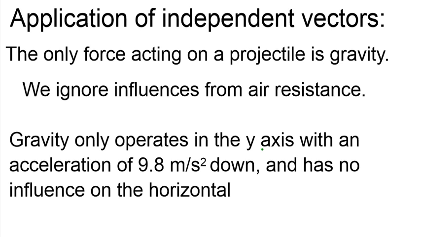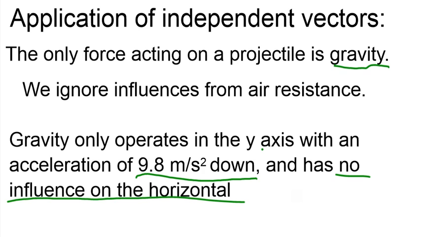What we need to keep in mind here is that projectiles are an application of what we understood for independent vectors. By this, what we mean is that the only force acting on the projectile once it is in the air is gravity. We are going to ignore air resistance, which means that gravity is the acceleration that we use. It only operates in the y-axis, and it is 9.8 meters per second squared going down. You'll need to memorize that. Because it's only operating in the y-axis, it has no influence on the horizontal variables. So the x and the y will be completely separate in terms of their variables, except for time.